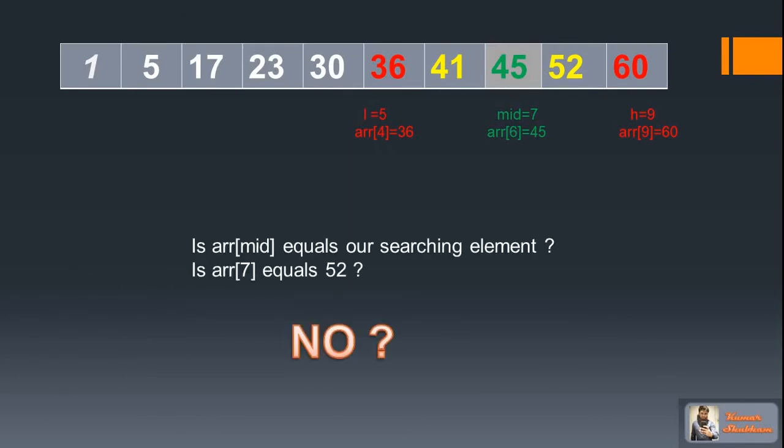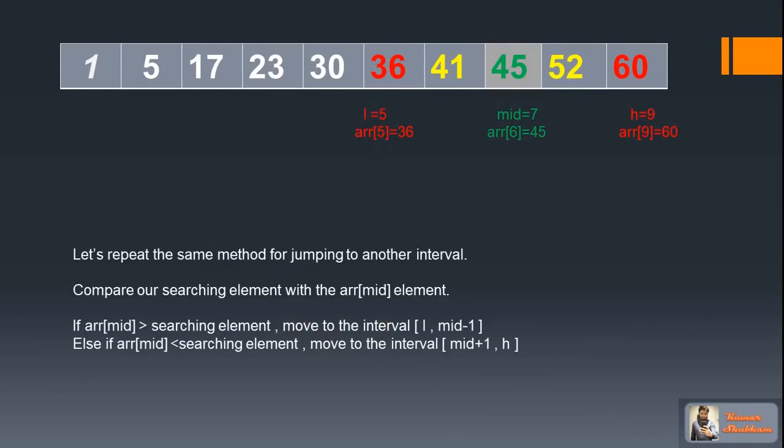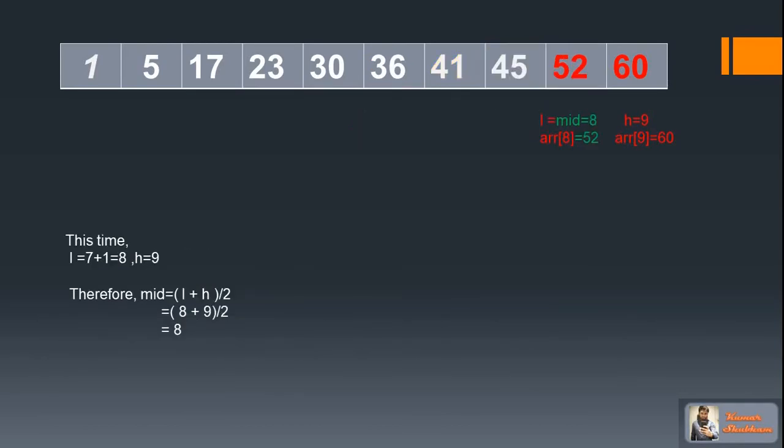Let's compare again. Is the element at the 7th position 52? Again the answer is no. Let's repeat the same method. Since 45 is less than 52, we move to the second half. This time, lower index L equals 7 plus 1, that is 8, and higher index H equals 9 as before. Therefore, mid equals (8 + 9) / 2, that gives 8.